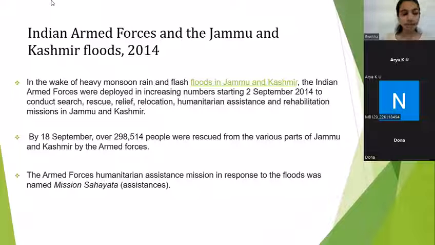They named their mission Sahayata. We all know the major role of army personnel in disaster management is to conduct rescue operations and evacuate the people. Being the first response to any disaster is a major challenge for them. There is a need for better cooperation between the armed forces and other government and civil organizations of that area.